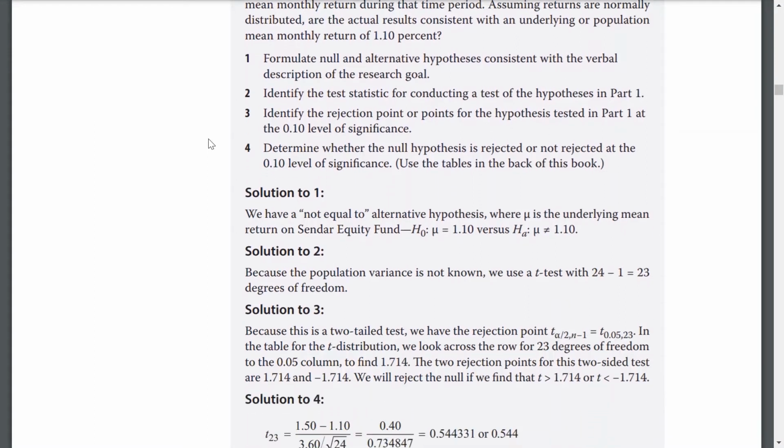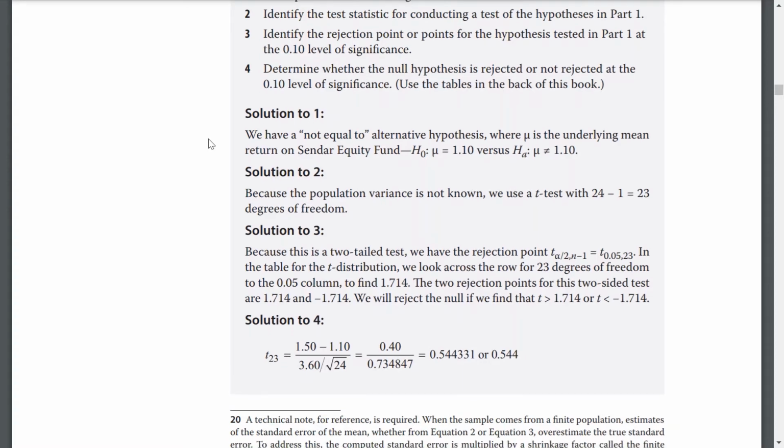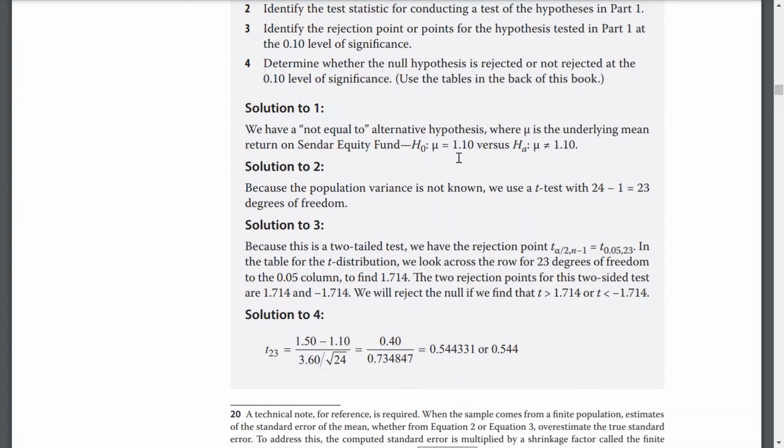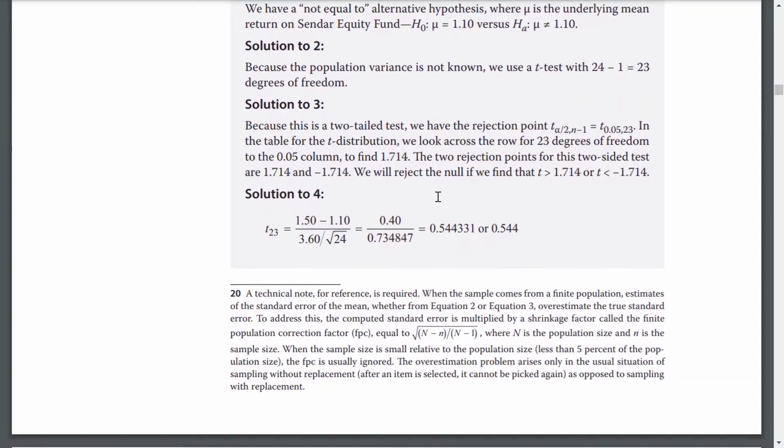Solution to 1. We have a not equal to alternative hypothesis, where mu is the underlying mean return of the Sender equity fund. So both of them added together will be the universal data set. Solution to 2: because the population variance is not known, we use a t test with 24 minus 1 equals 23 degrees of freedom. Solution to 3: because this is a two-tailed test, we have two rejection points.